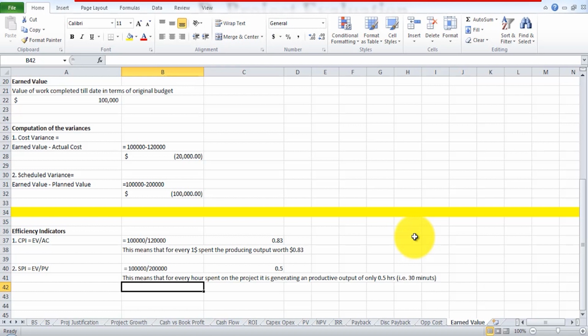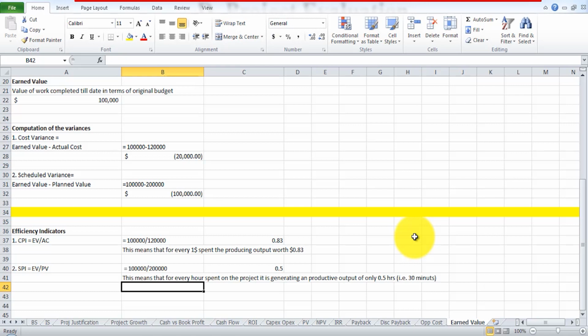So that was all, guys, with regard to the earned value analysis. Make sure you understand this concept very thoroughly, because as a manager of an ongoing project, you are liable to answer all these questions. Why is the project behind schedule? Why is the cost being incurred extra? Where is it that your estimates have gone wrong? How do you improvise on that?